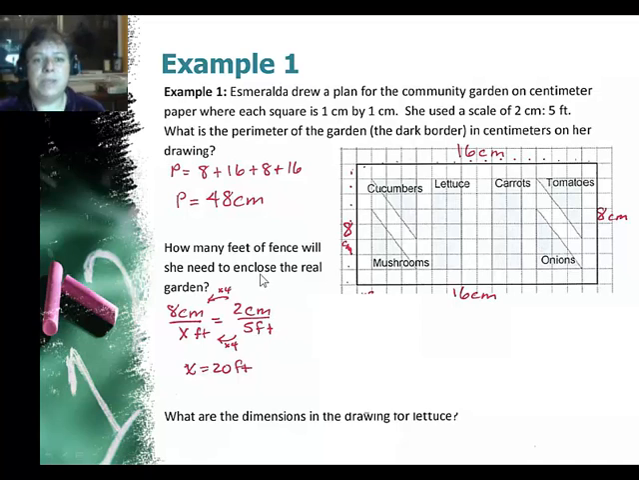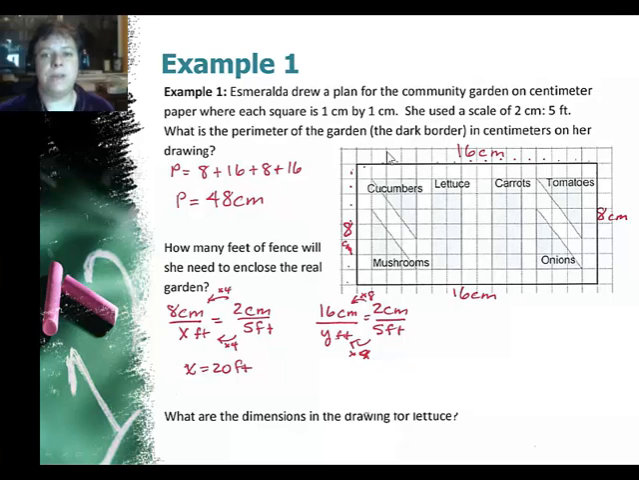So the first one I'm going to say, if I count the garden, I have 8 centimeters, and I'm trying to find out how many feet 8 centimeters is. Well, I do have the ratio, the scale here, which is 2 centimeters and 5 feet. Here I kind of use 6th grade math, and I said, aha, I can go backwards and say I have to multiply by 4 to get from 2 to 8, and then if I do that to 5, that tells me that x has to be 20.